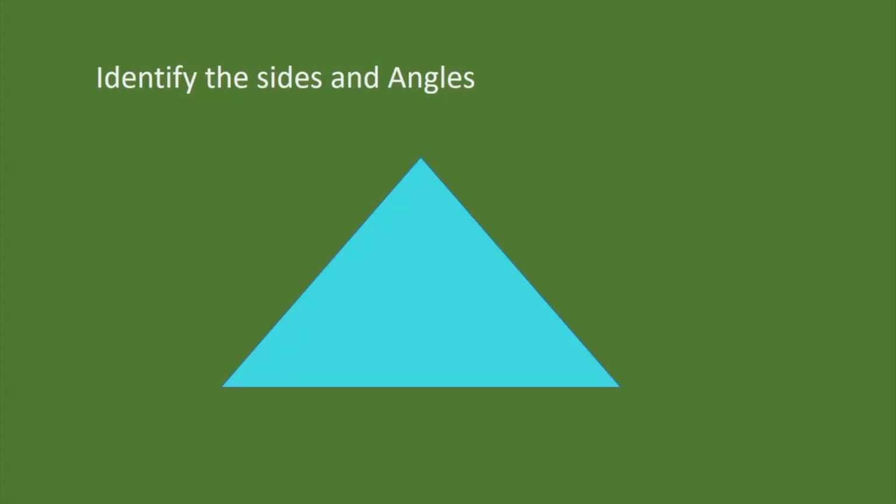Firstly, let's identify the sides of a triangle. Now this is a triangle, but this is not a right angle triangle. What I'm going to do is label this triangle. I'm going to label the vertices. There are 3 vertices in this triangle, that is 3 points. I'm going to mark them in capital letters, that is the uppercase. So I'm going to mark this as point A, B and C.